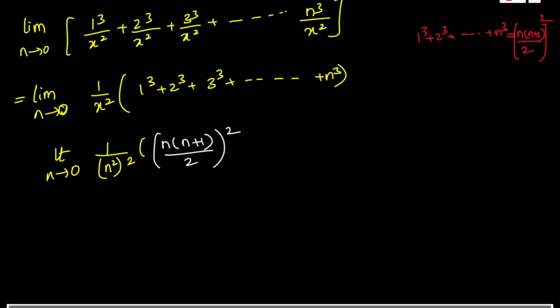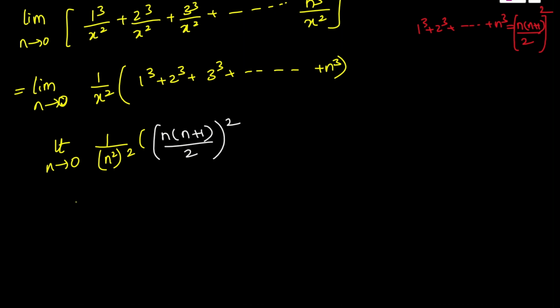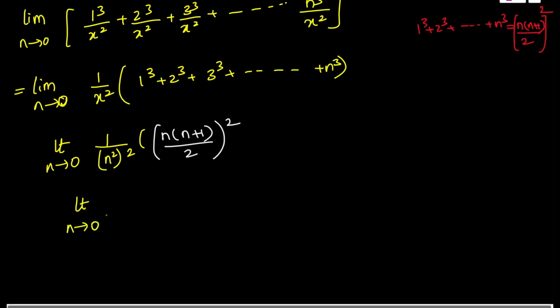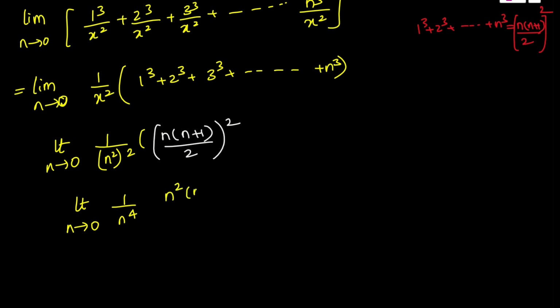Is it okay? So what I will do, I'll try to apply the whole square. From this I can conclude limit n tends to 0. This will be n power 4. And what about this one? This is nothing but n square into n plus 1 the whole square by 4 alone. Is it okay? Yes. So now let us continue.